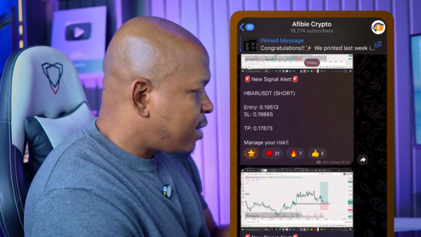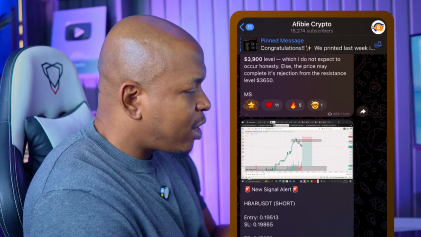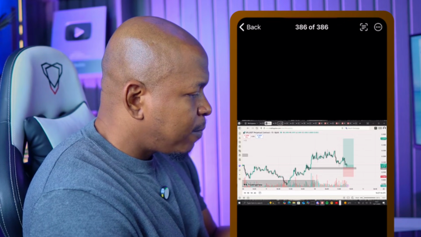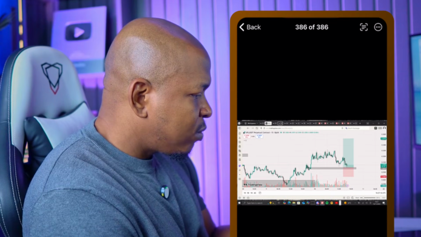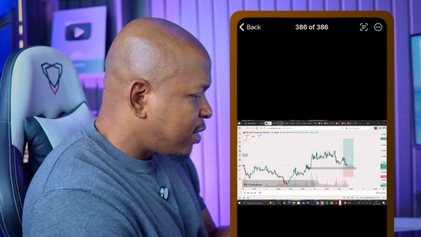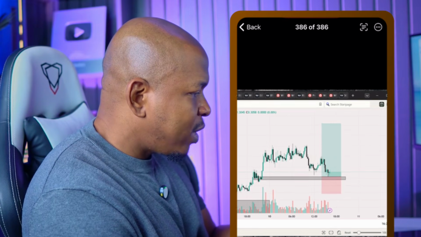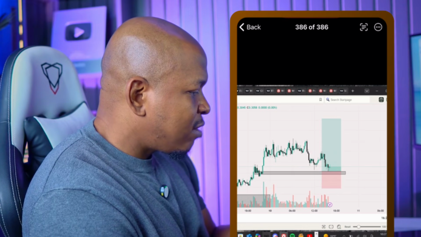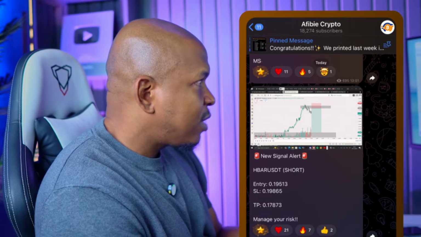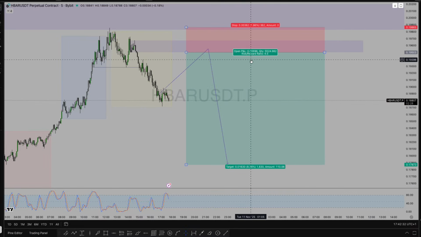So if you look at this, this is the current trade we have in the crypto channel. HBAR is a short signal. And we also dropped another one, which is an XRP trade. Okay, this one is tapped in already. But let's look at how to take this particular trade, which is HBAR. On my screen here, my laptop, I also have it here.